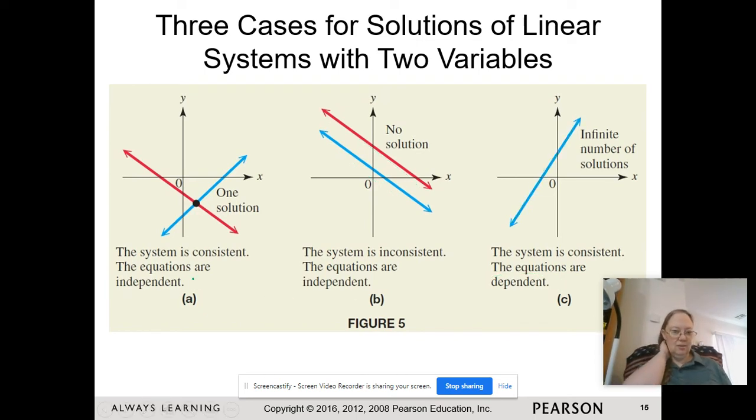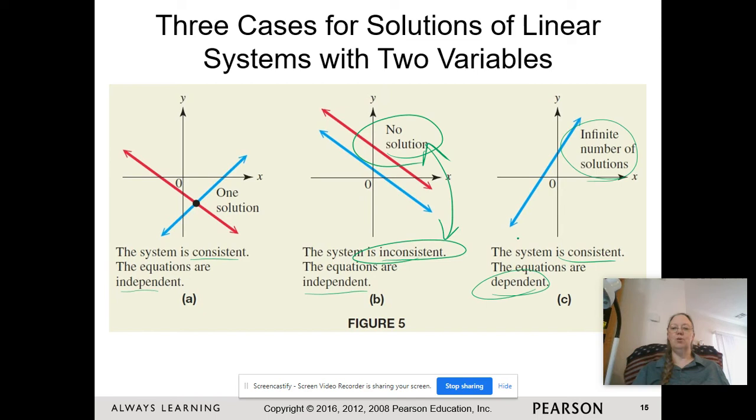So here's the thing, guys. Two of them are consistent, only one is inconsistent. It's the one that has no solution. Two of them are independent, only one is dependent. It's where there's an infinite number of solutions, where it's the same line. It's easier to remember the exceptions to the rule than it is to remember the non-exceptions. So if you can remember that no solution means it's inconsistent, and infinitely many solutions means it's dependent, you're good. You're good to go, okay?